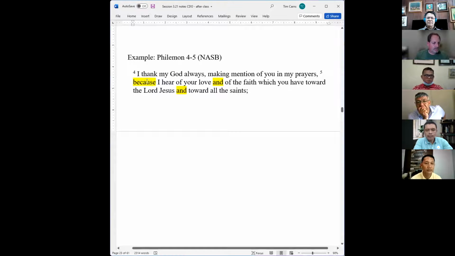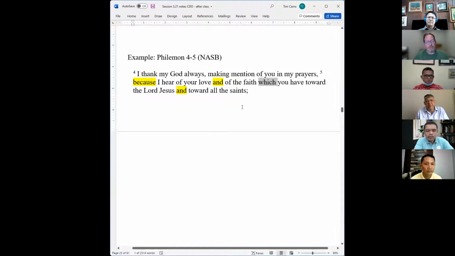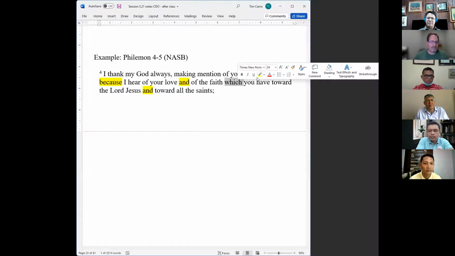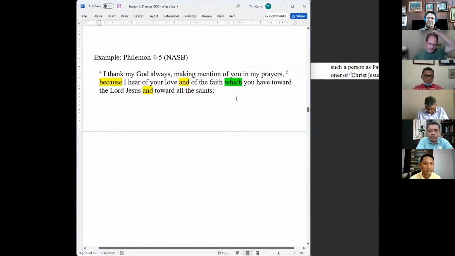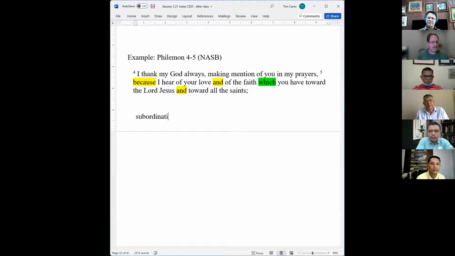I think that's it, right? So, because. Is that subordinating? Yeah, because the next one is a clause. But remember, relative pronouns also introduce a clause. So in this case, it is a relative pronoun here, which. Those are the two kinds of connector words that can introduce a clause: subordinating conjunction or relative pronoun.